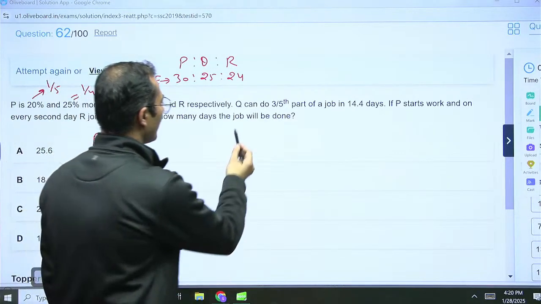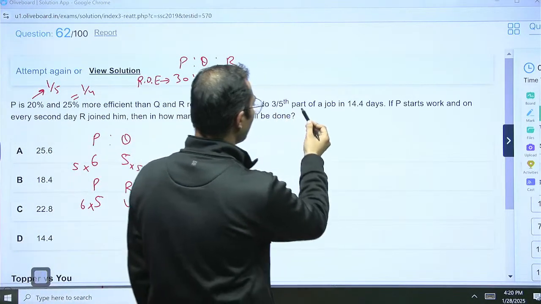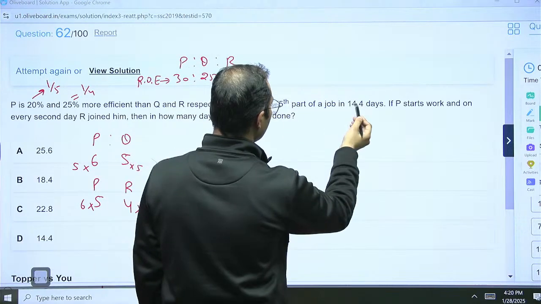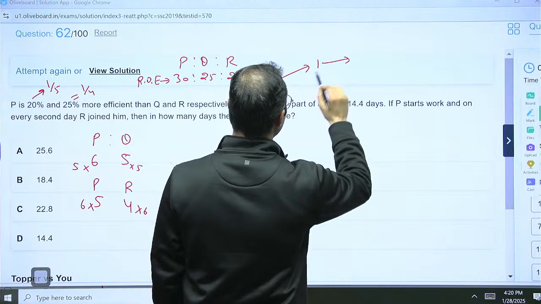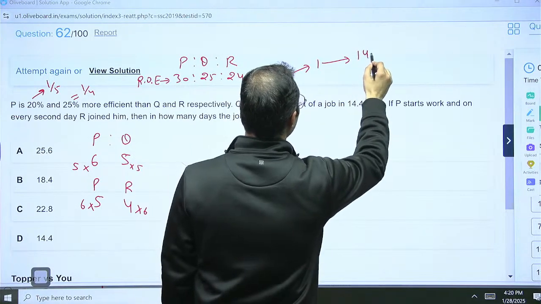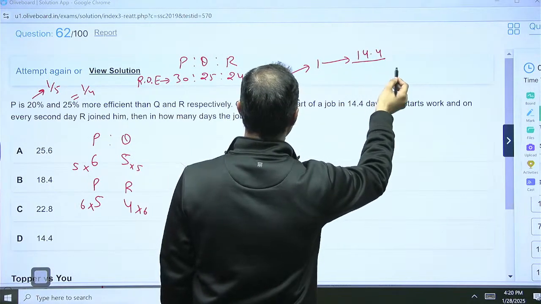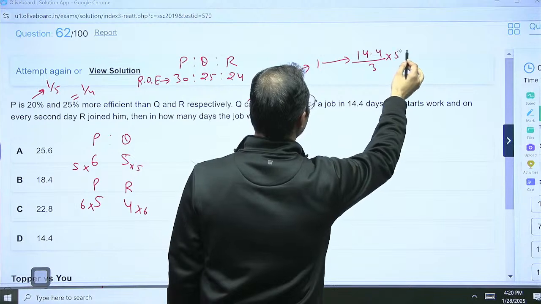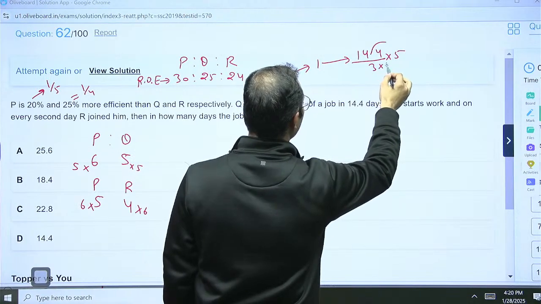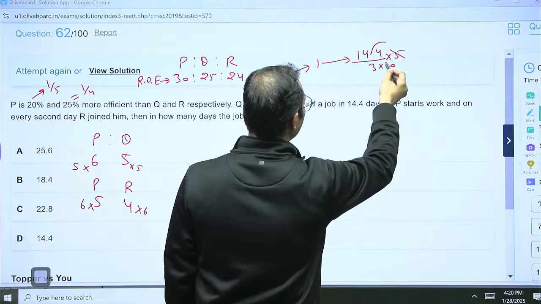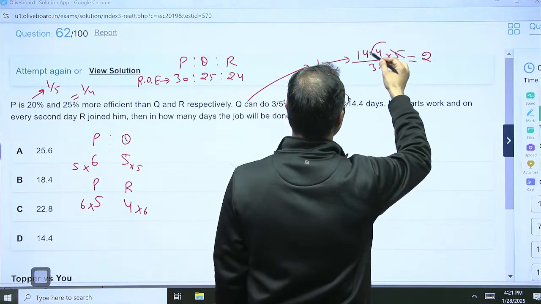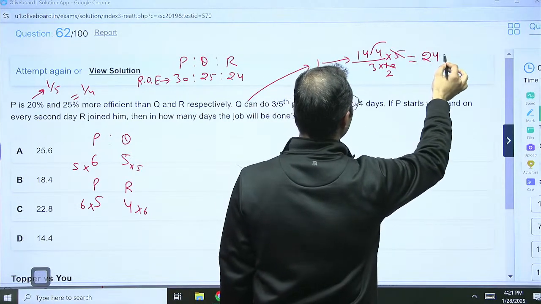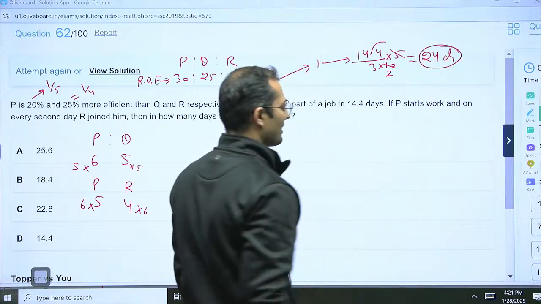Next is Q can do 3/4 of the job in 14.4 days. So we can say that Q will complete the work in 14.4 divided by 3 by 5. So 3 into 5, right? So just remove the point. So we can say that by 5 it is 2 times. So divide by 6, right? So 6 2s are 12 and 6 4s are 24. So Q will complete the task in 24.